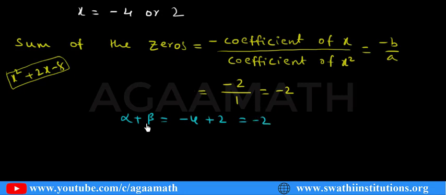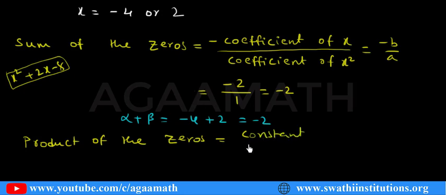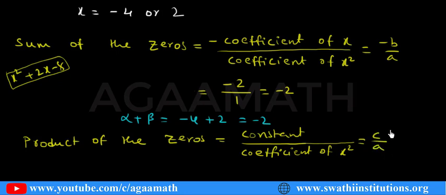Now let us go with the product of the zeros. The product of the zeros is equal to the constant term by the coefficient of x square. That is, c by a in general.